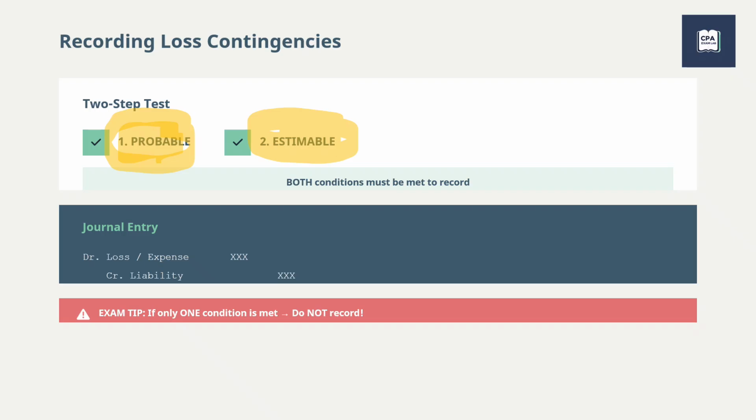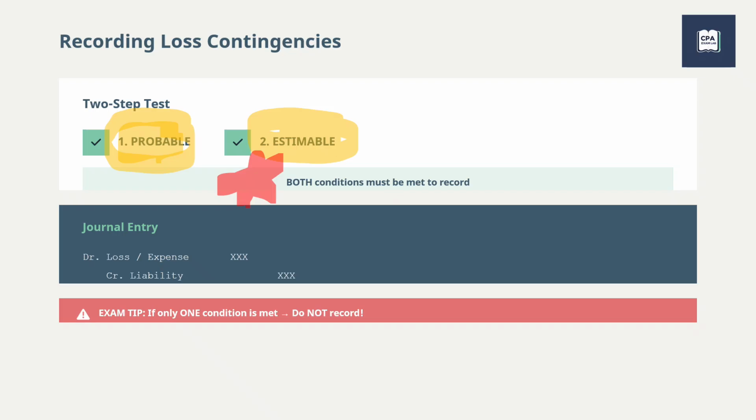Sometimes in the exam they give you a loss contingency that is probable, but they don't give you an estimate, or they give you an estimate, but they do not give you anything for the first step. When that happens, you do not record it. This one is important. You only record it when both conditions are met.